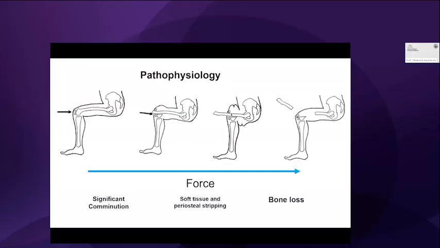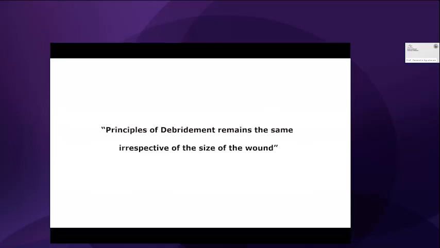So here, if we look at the pathophysiology, the small wound happens when the moving object comes and hits the limb with the knee in flexion, the wound is small and the bone protrudes out. And then when the violence continues, sometimes even a long segment of bone also gets ejected out. This is the mechanism of injury, and this is how bone loss occurs. So the principles of debridement remain the same irrespective of the size of the wound.